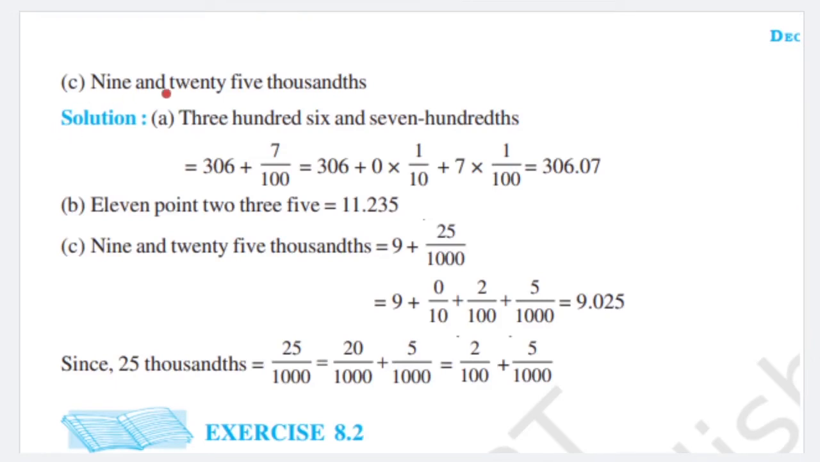The next one, 9 and 25 thousandths. Okay, 9 and 25 thousandths. See, here it is 25 thousandths. There is no 1/10, so you are writing it as 0. The position is starting from the next one. So it will be 2 by 100 and 5 by 1000. The answer will be 9.025.